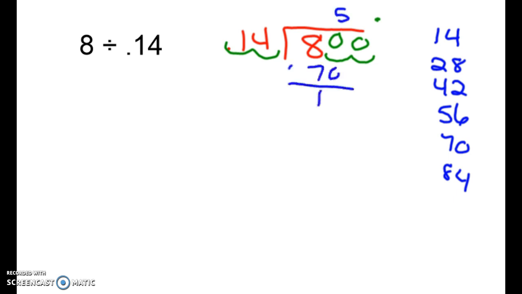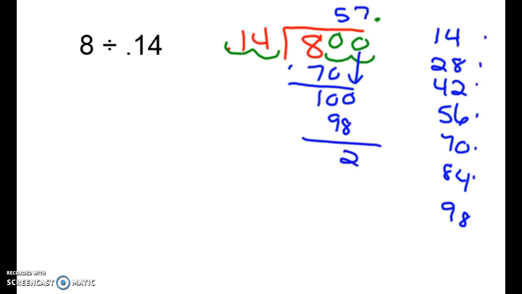I subtract, that's 10. Bring down this 0. So now I have 14 into 100. So I need to keep going on my multiple list over here. So that's going to be, let's see, 98, I believe. Let's just make sure. Yep, that's right. So 14 can go into 100. The number is going to be 98, but that's going to be 1, 2, 3, 4, 5, 6, 7 times. Okay. You subtract, you get 2.